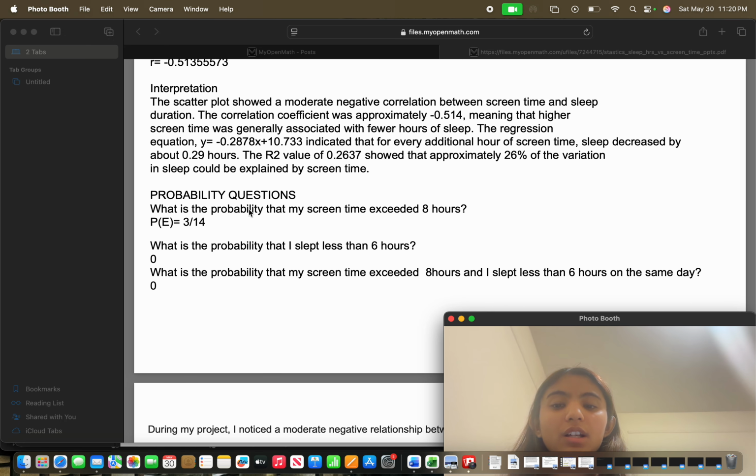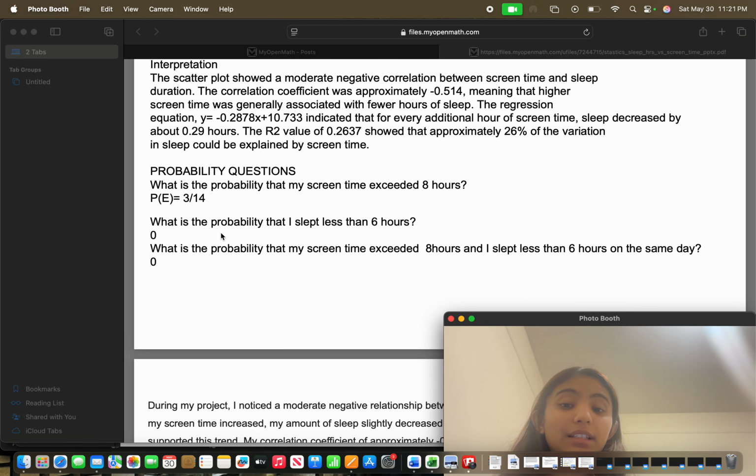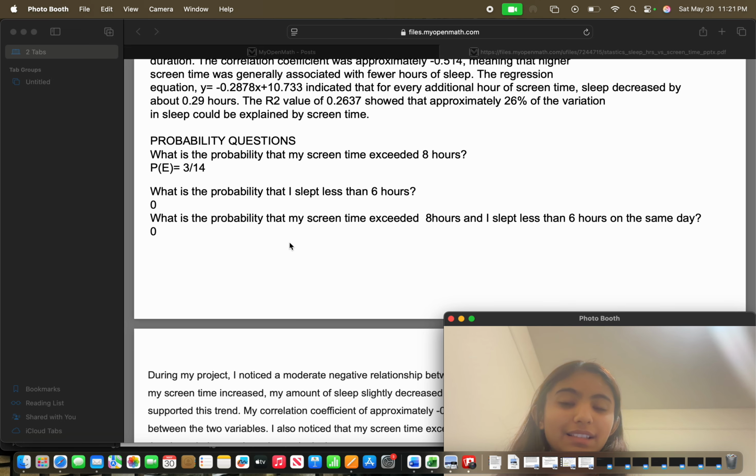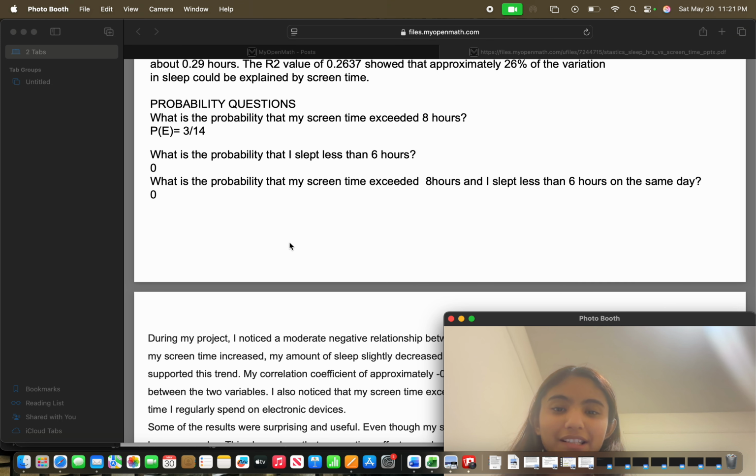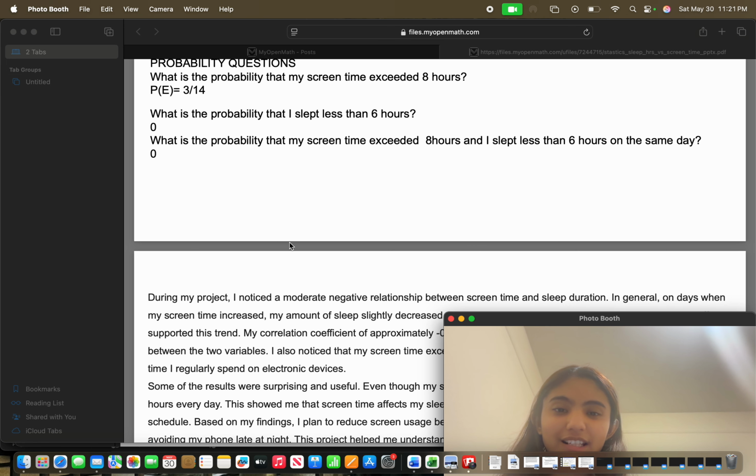For the probability question, I thought, what is the probability that my screen time exceeded 8 hours? So it's 3 out of 14. And the probability that I slept less than 6 hours is 0. So I think that's good. And the probability that my screen time exceeded 8 hours and I slept less than 6 hours on the same day is 0. So at least I did not waste 8 hours on the screen.